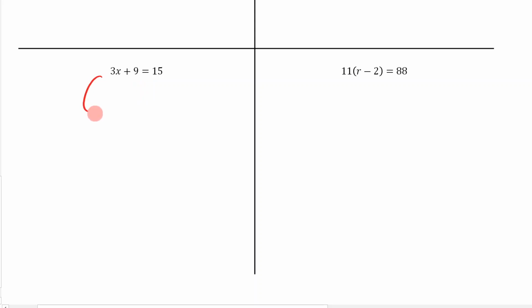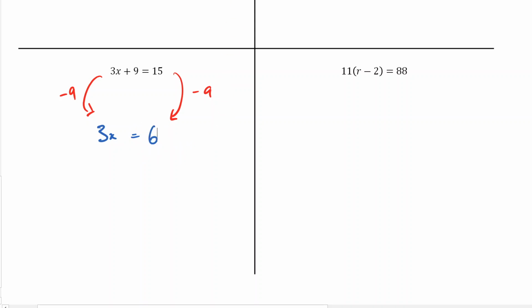What are you going to do first here? You're going to minus 9 first. Minus 9, because you're going to get rid of this first. And that's going to leave you with 3x over here. And then 15 minus 9 is going to leave you with 6.